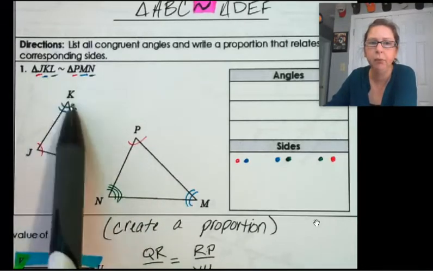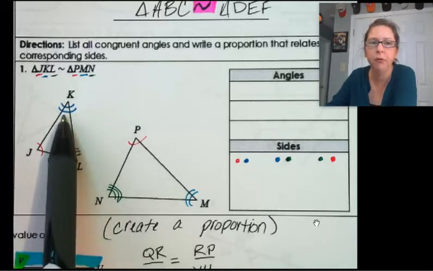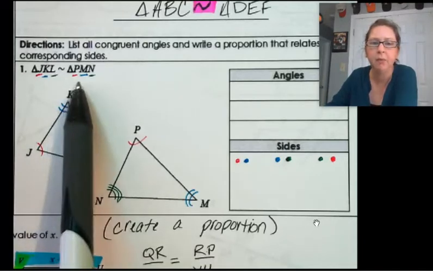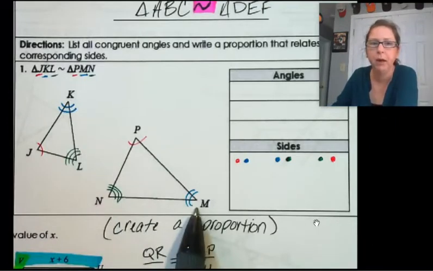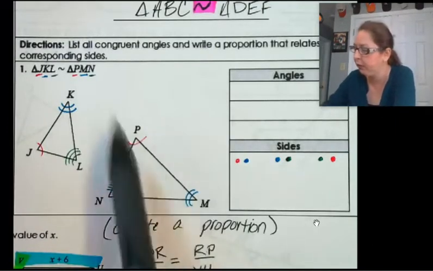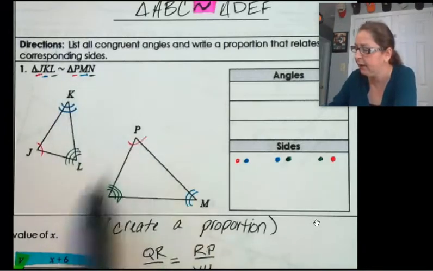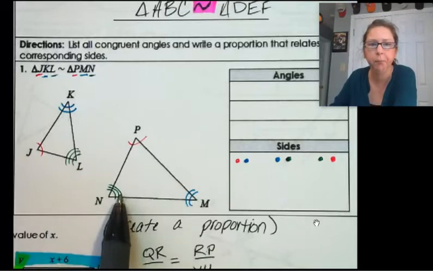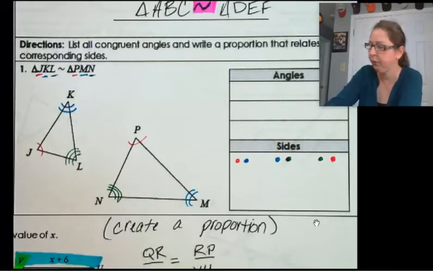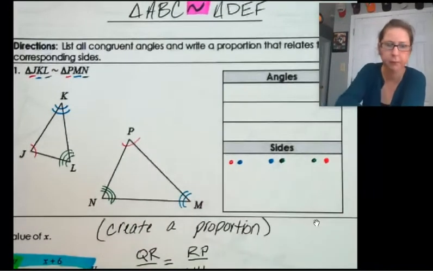K is blue and it's a second angle, so I put 2 lines. And M is also in the middle, so M is blue. And then the last letter in each statement is L and N. So those two angles are corresponding. And so these ones are pretty simple to write.